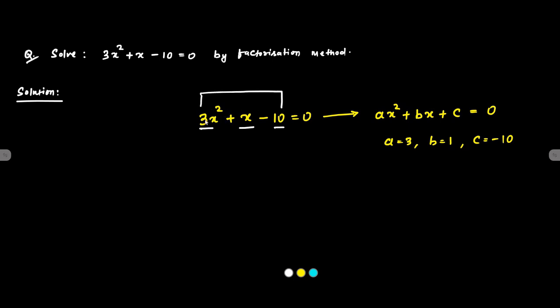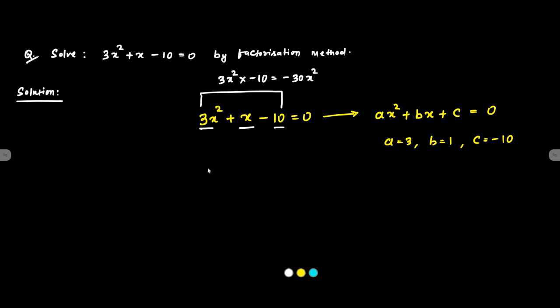So here the product of these two terms is 3x² into −10, which is equal to how much? −30x², or simply 3 into −10, the values of the real numbers. 3 into −10 is equal to −30. Now we have to split x in such a way that the product of the two resultant split values is also equal to −30. So how? Let us see.